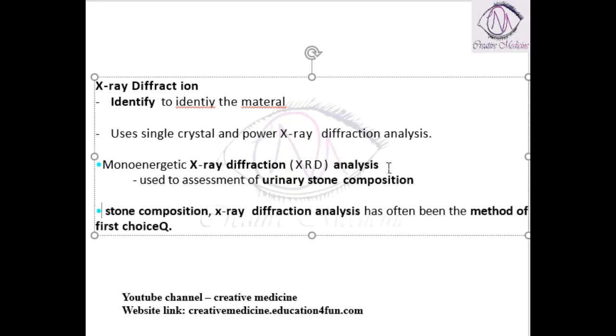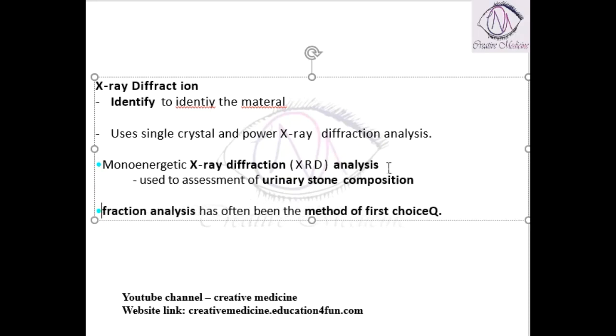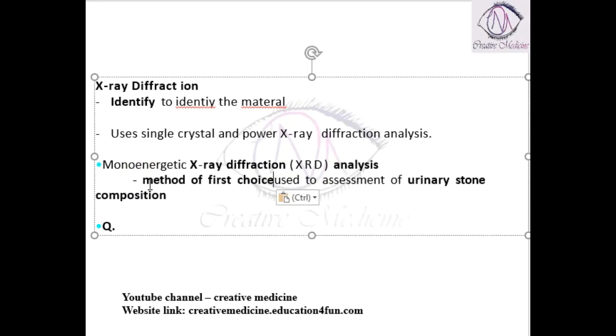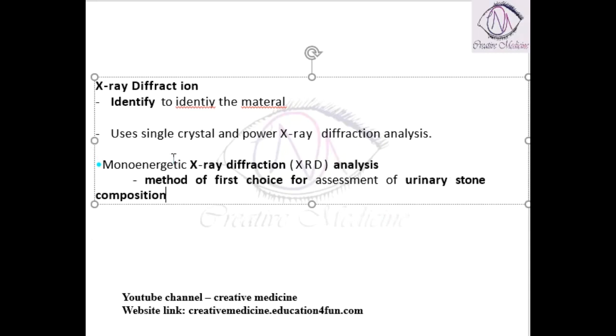This X-ray diffraction analysis is the first method of choice to assess the urinary stone composition, because urinary stone composition is very important in many cases. So it is the first method of choice for assessment of urinary stone composition. For this assessment, X-ray diffraction uses single crystal or powder X-ray diffraction analysis.